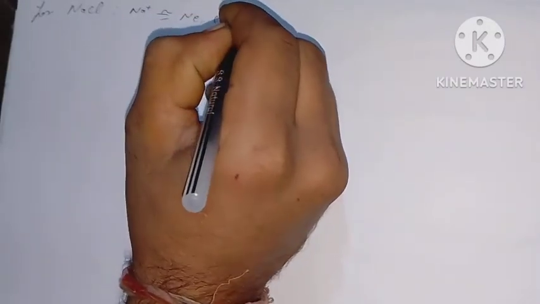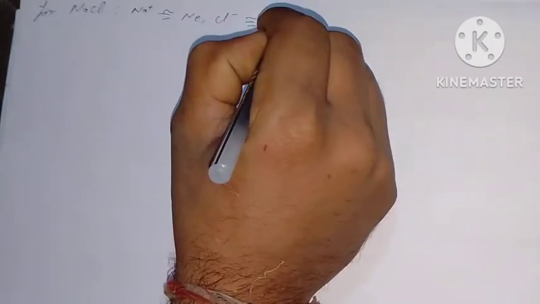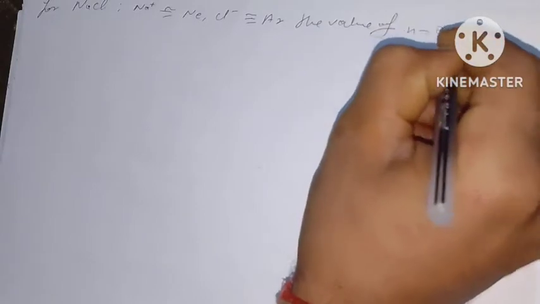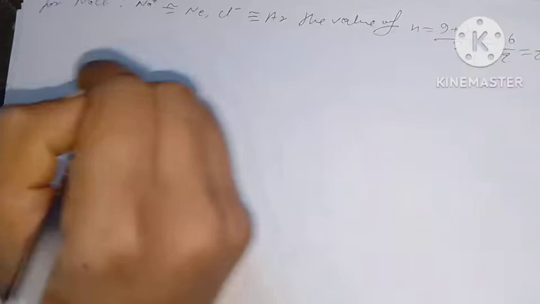That means for NaCl, Na positive is approximately neon and Cl negative is approximately argon. The value of n equals 9 plus 7 upon 2, that is 16 upon 2, that is 8.